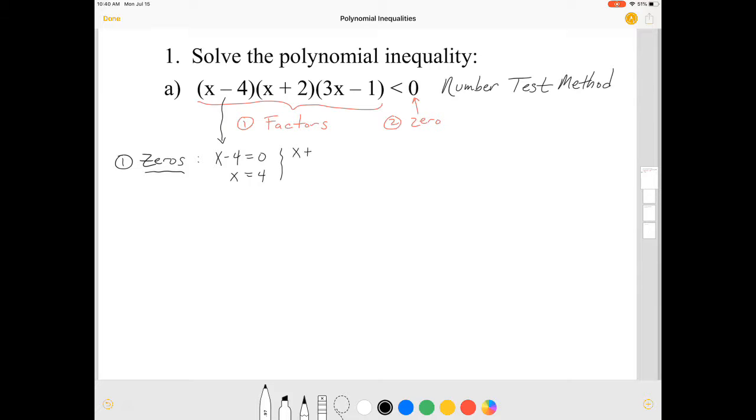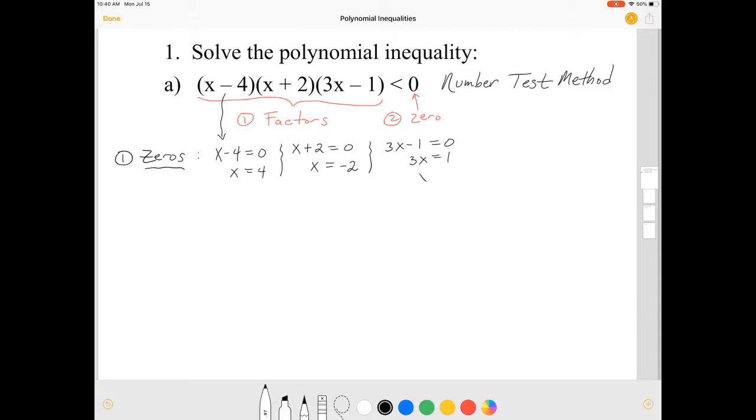Same idea, bring down the next factor, x plus 2 equals 0. Subtracting 2 will give us x equals negative 2. And then 3x minus 1, set it equal to 0. Add 1, you get 3x equals 1. One more step, divide by 3. We get x equals 1/3. So we have our zeros.